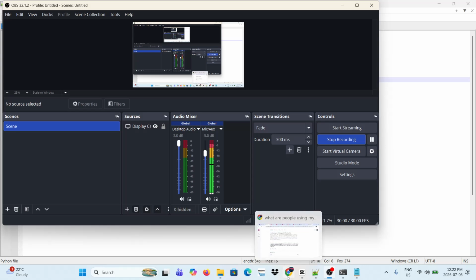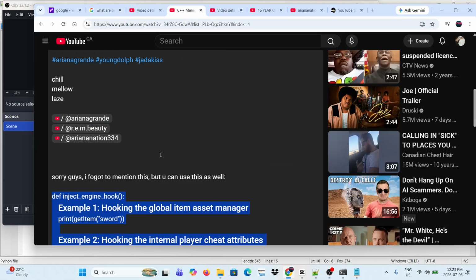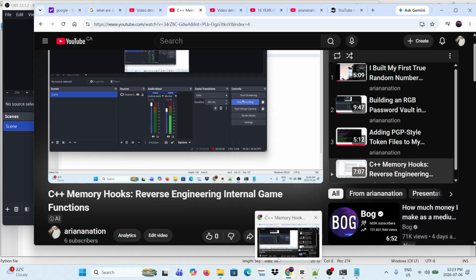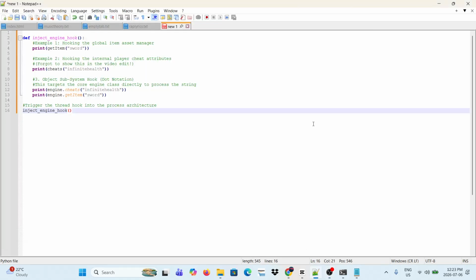This is part 2 of my game exploits series. Not game exploits. It's C++ memory hooks, reverse engineering internal game functions series. But it's also a game exploit series for cybersecurity purposes. Here's the code.